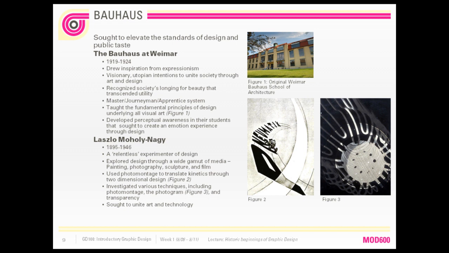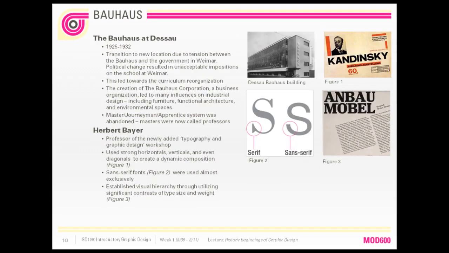In 1925, they had to move the location from Weimar to Dessau. So this transition happened because of political pressure. Basically, the government at Weimar was trying to put unacceptable impositions on the school, telling them how to design, and they felt that to elevate design to a new level, they had to change the location to a place that would allow them to experiment freely.